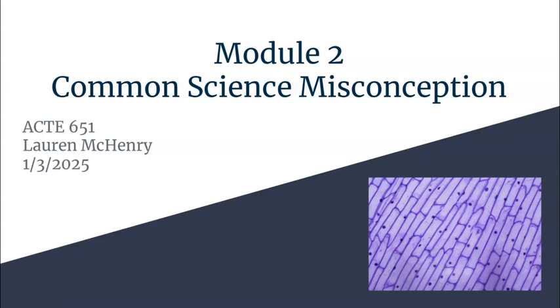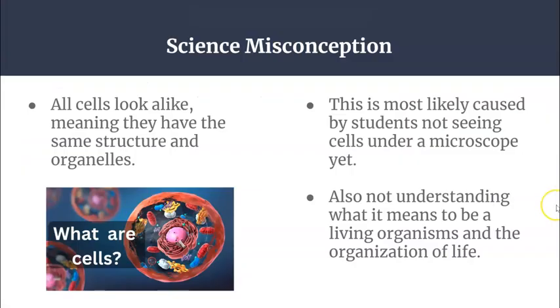Everyone, this is my Module 2 Common Science Misconception that I see commonly in my 10th grade biology class. So the science misconception that I chose is that students come to my class typically at the beginning of the school year thinking that all cells look alike, so they have the same size and shape, and then they all contain the same structures, which they later learn are different organelles within them.